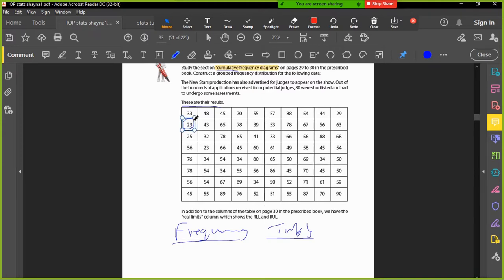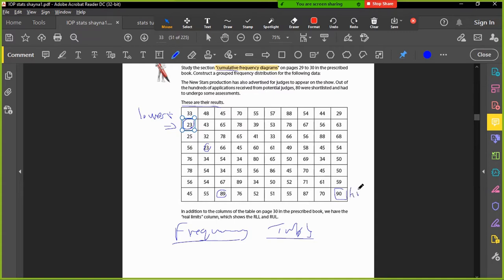23, I think. 23 looks like the smallest. Let's just quickly scan. Yes, to me that looks like the lowest. And what's the highest? I think 90. Where do you see 90? At the bottom, at the end. I see 89. Oh, 90 at the end, yes. Is there anything bigger than 90? I don't think so.